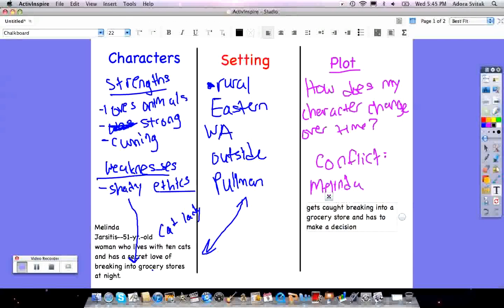So she's caught breaking into a grocery store and has to make a decision: either sell her home in order to pay the humongous fine and give up her cats, her beloved cats, or go to jail. Okay, so kind of an interesting conflict, I hope you think.